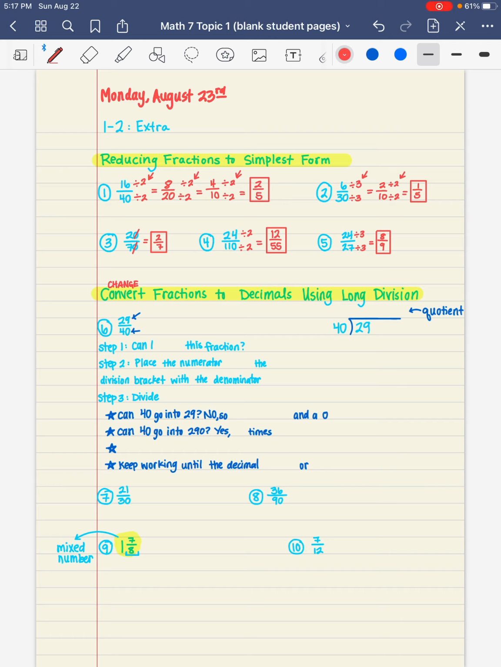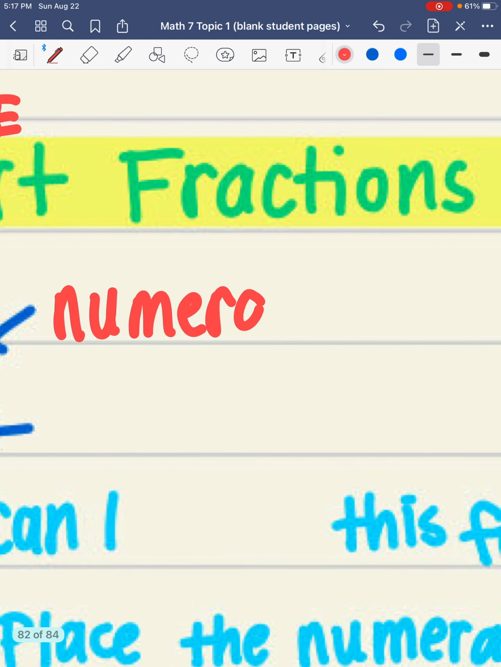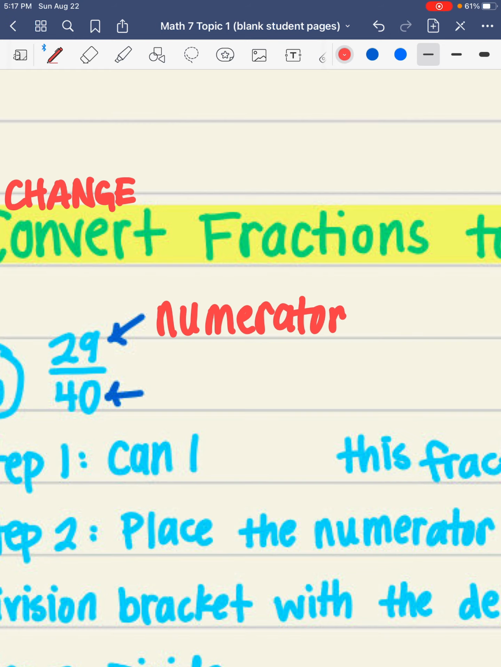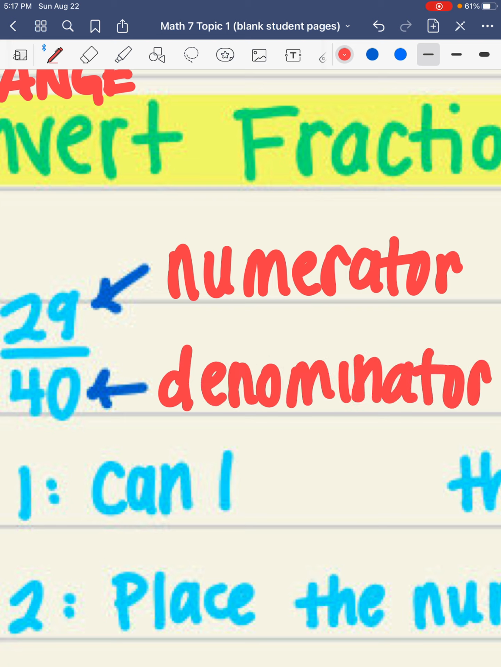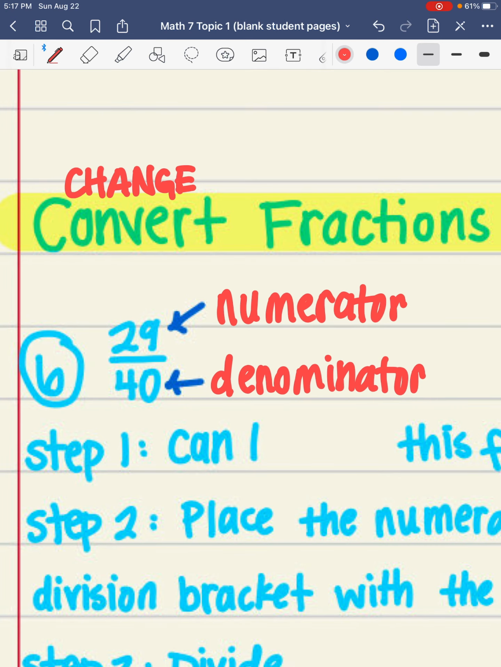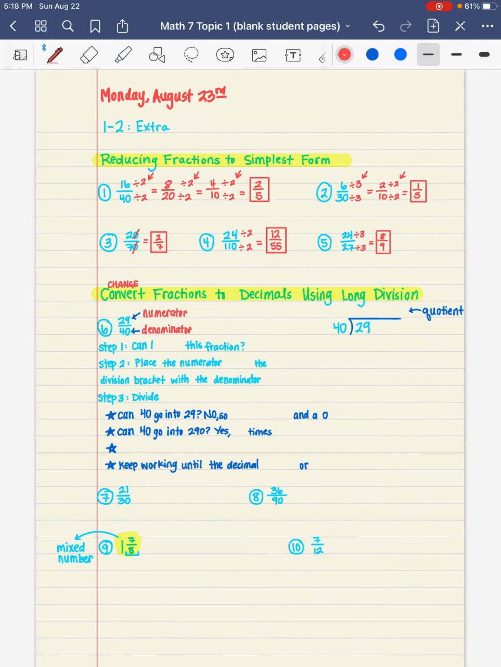So let's start with number 6, 29 over 40. I first want to go over some vocab with you. So first, I want you to know that the number on the top is always called a numerator. And the number on the bottom is always called a denominator. So, in order to change this from a fraction to a decimal, we're going to use long division.